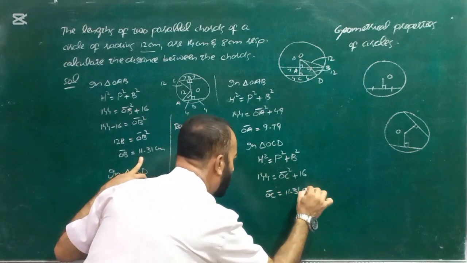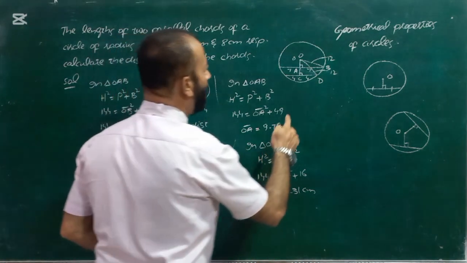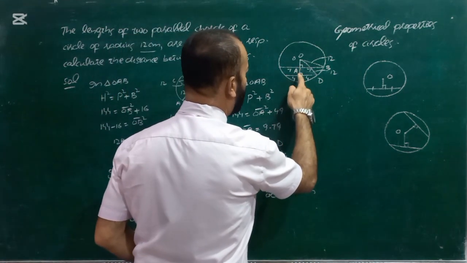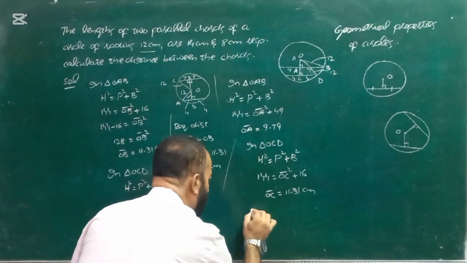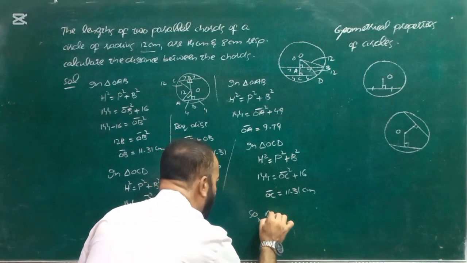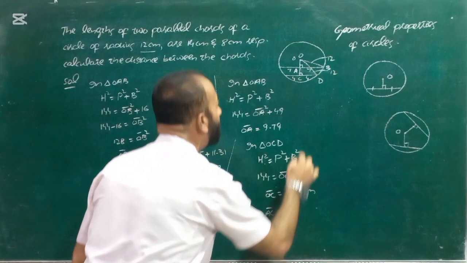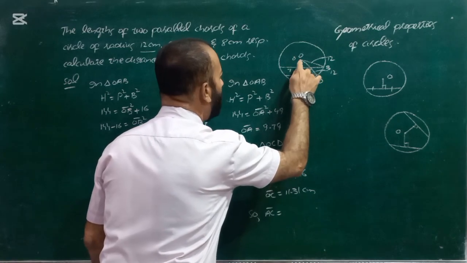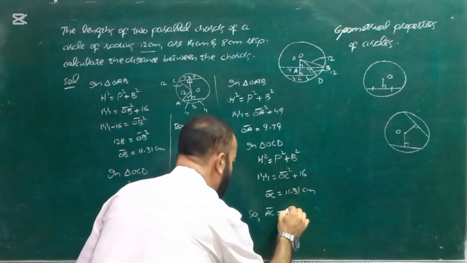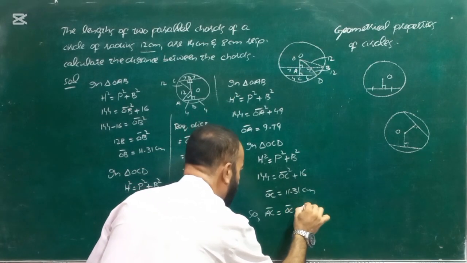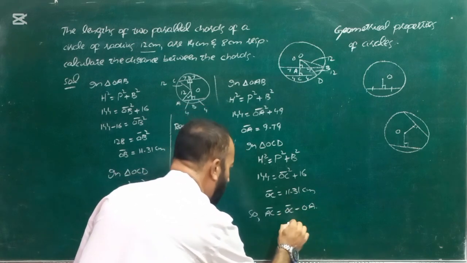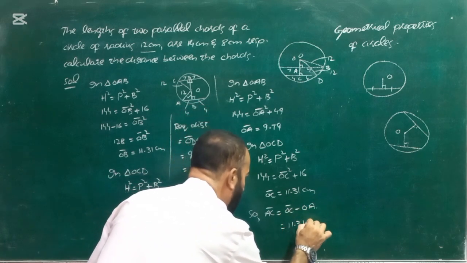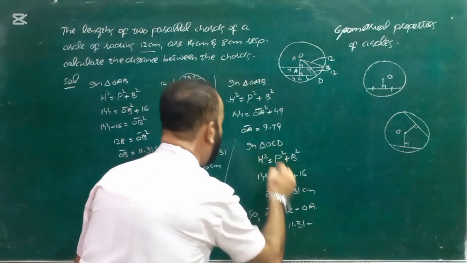But at the end, there is difference now. We are required to find the distance between the chords. So AC is the requirement. So AC is equal to OC minus OA. Now putting values into it, OC is 11.31 and OA is 9.79.